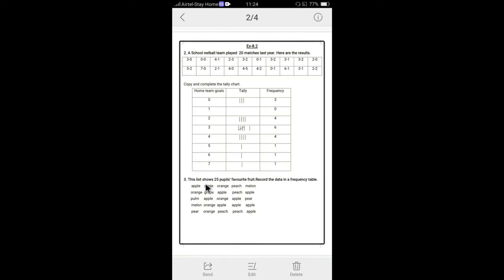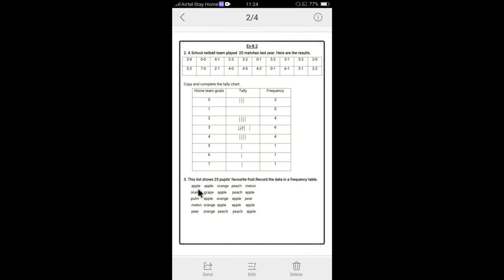Let's see question number 3. This list shows 25 people's favorite fruits records. These are in a frequency table. You have to write these in a frequency table like this. The first column is the item name, whatever the title is. Second is tally, third is frequency. Same thing we're going to write. And also you have to pick up every item one time. How many items are there? You have to check it.